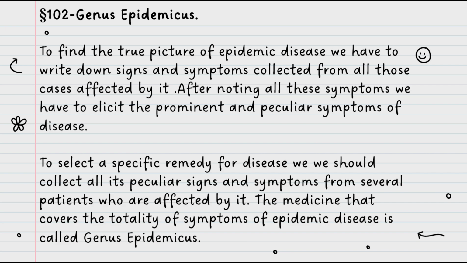I will give you an example. When COVID came, Arsenicum album was given as a genus epidemicus. Why? Because when COVID came, many physicians, or for example, one physician, collected the totality of 5 patients, and from those 5 patients, the most important peculiar signs and symptoms of those affected by COVID were noted down. After studying that, the physician understood that Arsenicum album is the remedy that has all these symptoms, and thus Arsenicum album became the genus epidemicus of COVID. So when you think about aphorism 101 or 102, think about COVID and genus epidemicus, and you will write it as such.